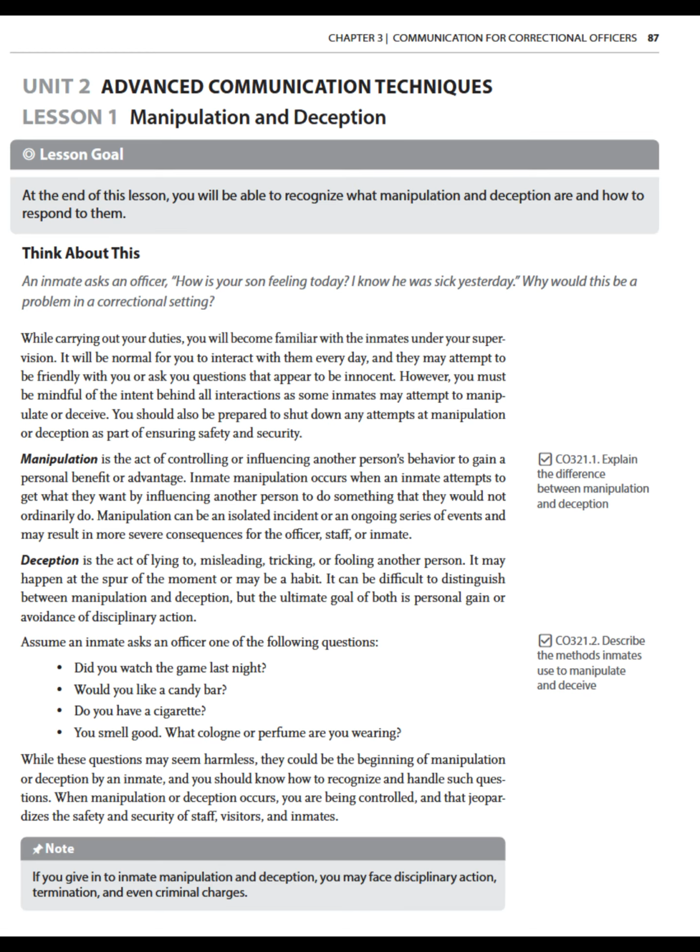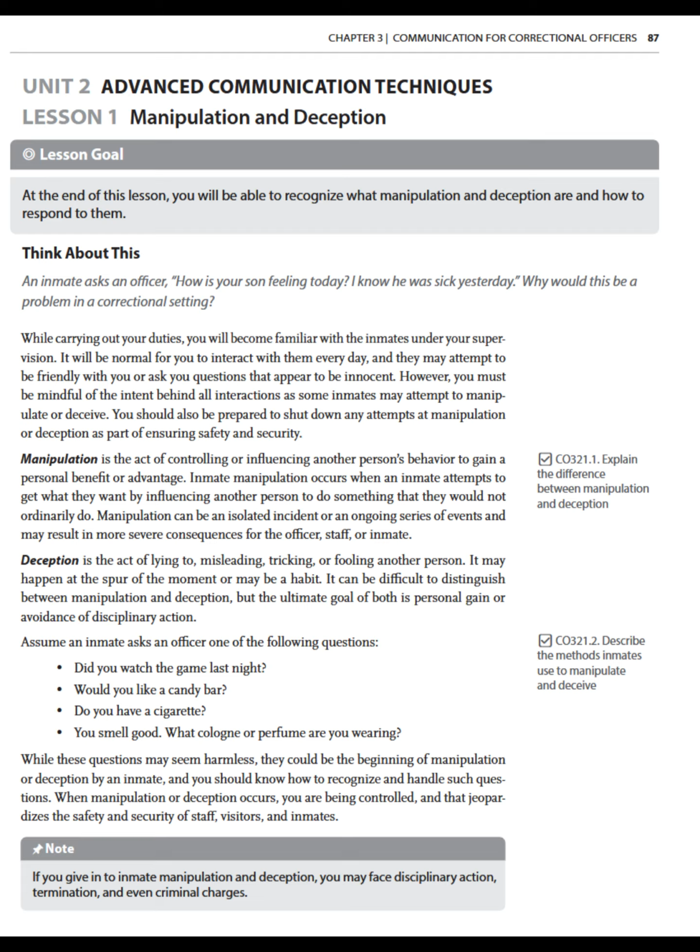Deception is the act of lying to, misleading, tricking, or fooling another person. It may happen at the spur of the moment or may be a habit. It can be difficult to distinguish between manipulation and deception, but the ultimate goal of both is personal gain or avoidance of disciplinary action. Assume an inmate asks an officer one of the following questions.